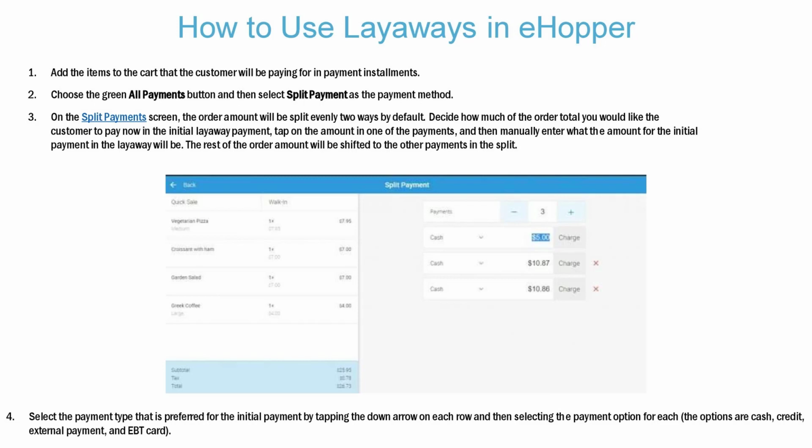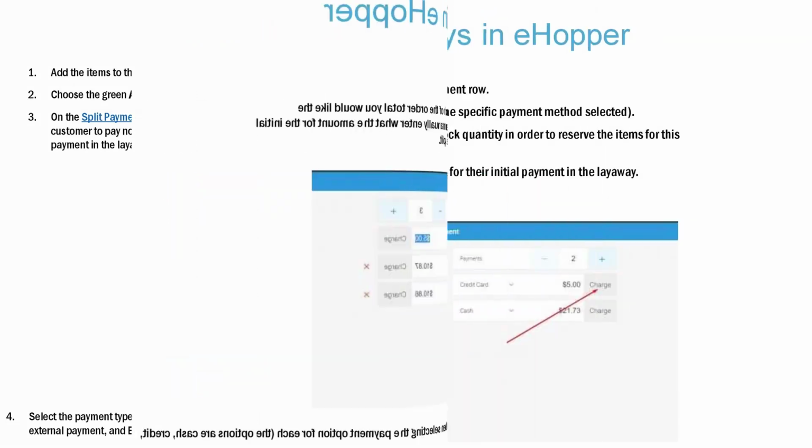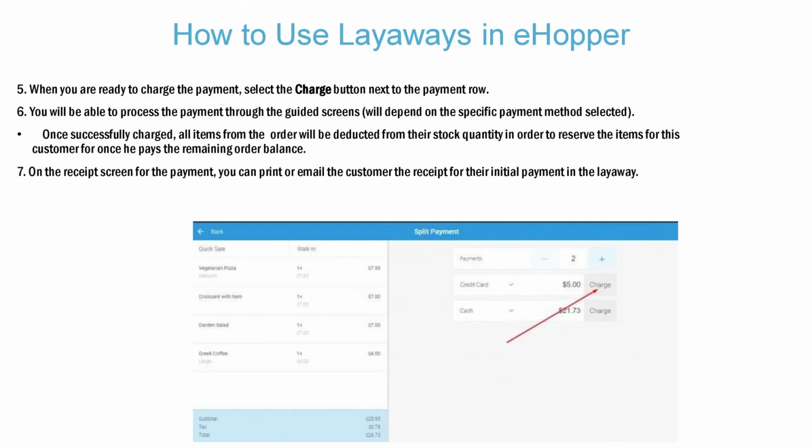4. Select the payment type that is preferred for the initial payment by tapping the down arrow on each row and then selecting the payment option for each. The options are cash, credit, external payment, and DBT card. 5. When you are ready to charge the payment, select the Charge button next to the payment row.